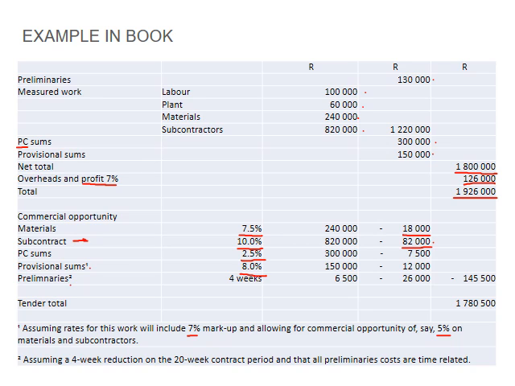And then finally your preliminaries, and this is a very important place where you will always try and get away with as much as possible evaluating your risks. But a very simplified thing that they considered here is assuming 4-week reduction on the 20-week contract period, and that all preliminary costs are time related. Okay, so basically they said, okay, this is a project earmarked to be 20 weeks, but we're going to do it in 16 weeks. So we're going to get off-site earlier.